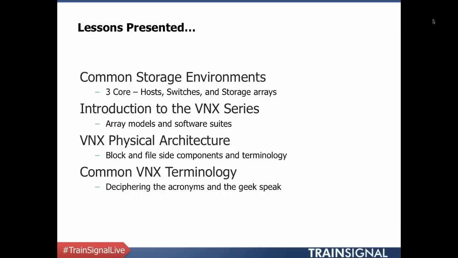And just a quick note on the lessons presented within the course itself. First off, as I mentioned, the common storage environments. We'll touch on that lesson, a brief summary of it, here today. Also today we'll focus on the introduction to the VNX series lesson as well. So we'll go over some of the array models and the software suites. And then outside of that, VNX physical architecture, there is a block and a file side, which we'll get into.